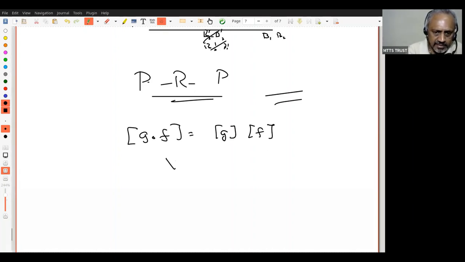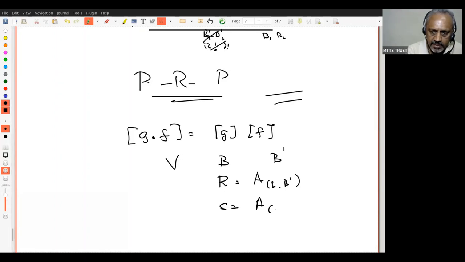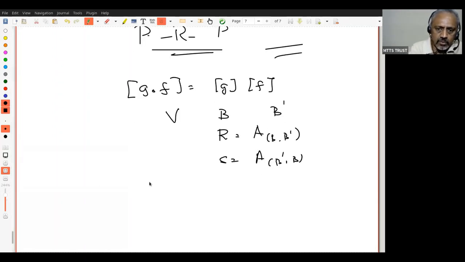Now let's look at the same thing, B, and suppose I have B and B dash, right? Two ordered bases of V. Then let's look at R to be the transition matrix from B to B dash, and S to be the transition matrix from B dash to B. Now we had already shown that R and S are invertible, and R composed with S is identity. Why? Start with, okay.